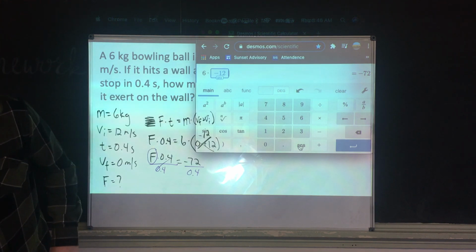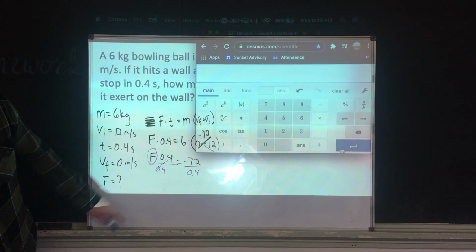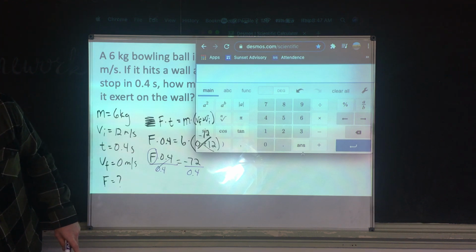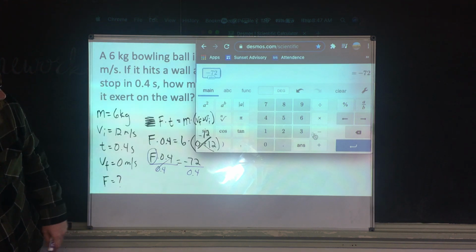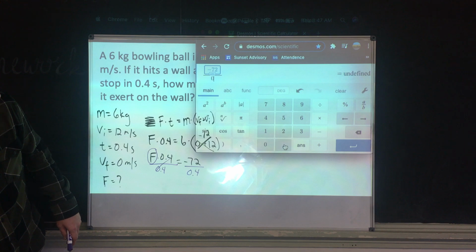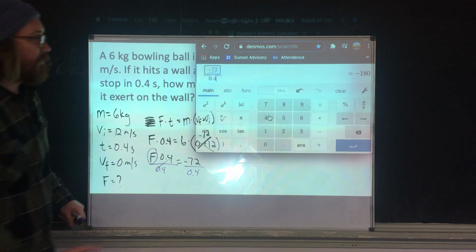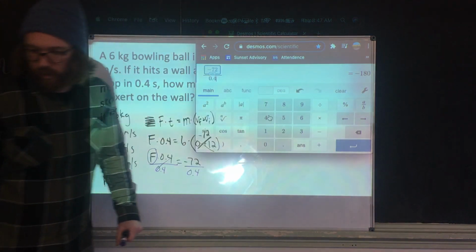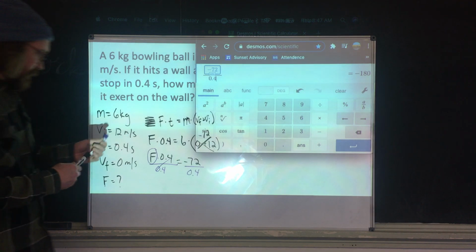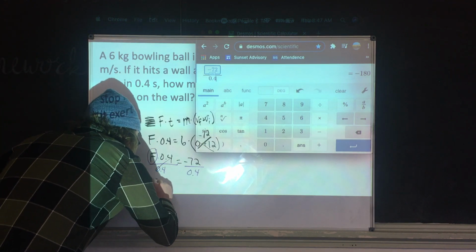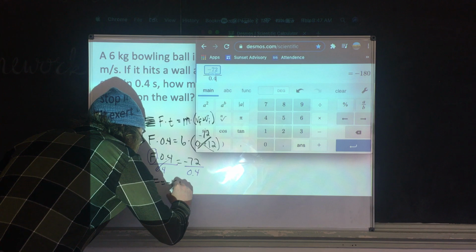Here, I'm going to go again and hit enter, and then I'm going to take my second answer, which is negative 72, and divide it by 0.4. And that gives me my answer, which is negative 180. So the force that this bowling ball feels is negative 180 newtons.